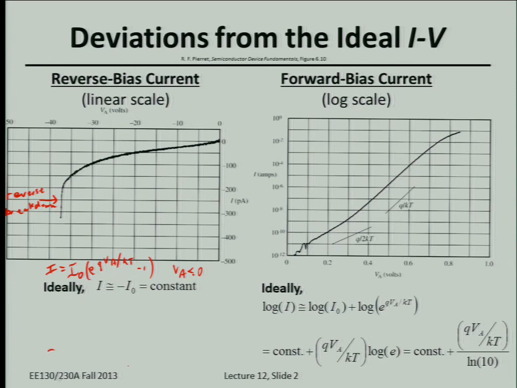But in reality, the magnitude of reverse bias diode current increases slowly before you reach breakdown. Okay, so we're going to talk about that. Under forward bias, there are two things that are not ideal.